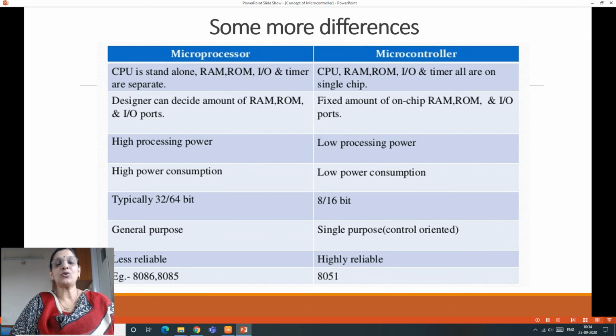So, though a microcontroller has less memory, it is less flexible, but it is application oriented, and so for a particular application, it will work much better than what a microprocessor will. The examples of microprocessors are 8086, 8085, and all the series up to Pentium microprocessor. 8051 is a commonly used example of a microcontroller.